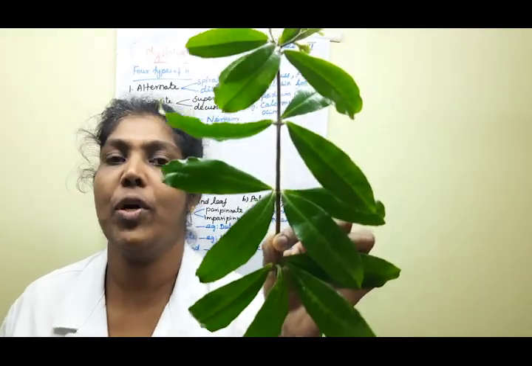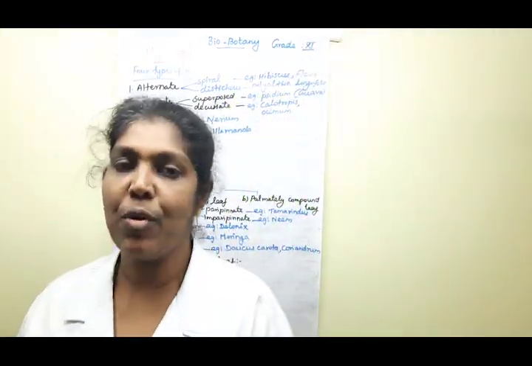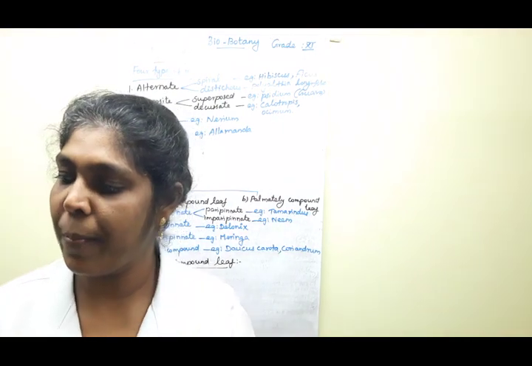That is a good example of the species. This is one of the ornamental plants, and the name is known as Alamanda. Clear? So this is the final type of the phyllotaxy. This phyllotaxy is a very, very important topic, children.